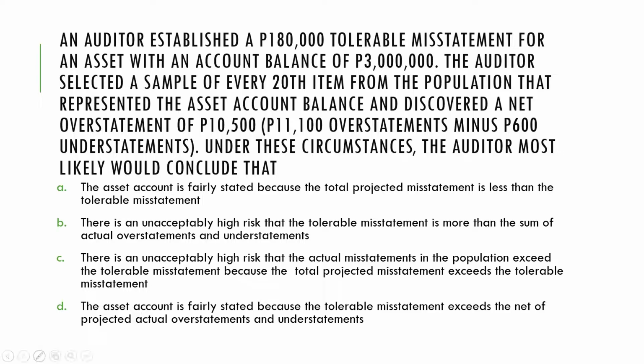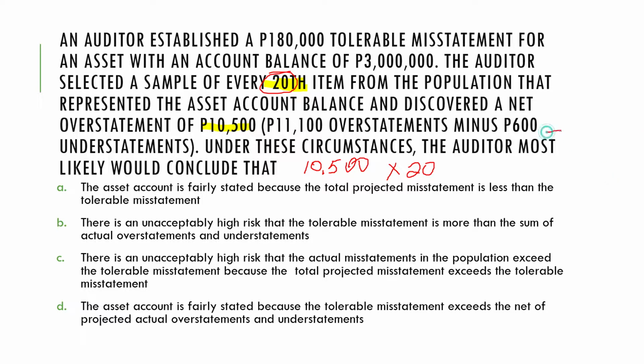So take note that we have 10,500 as the net overstatement, but because the auditor uses every 20th item from the population, that means for every 20th item, there is a 10,500 overstatement. That means to project, we will have your 10,500 multiplied by every 20th item. So for every 20 items, there will be a misstatement of 10,500.